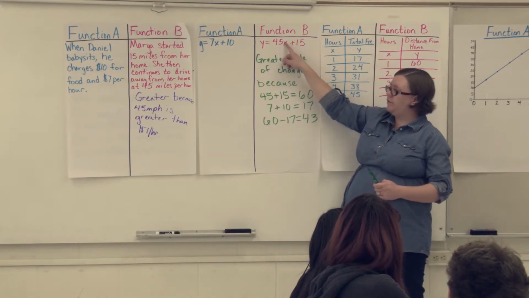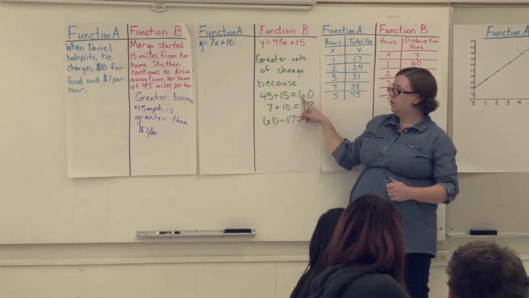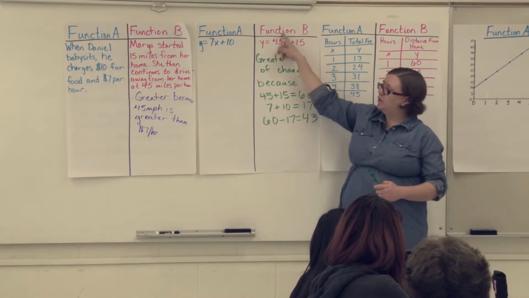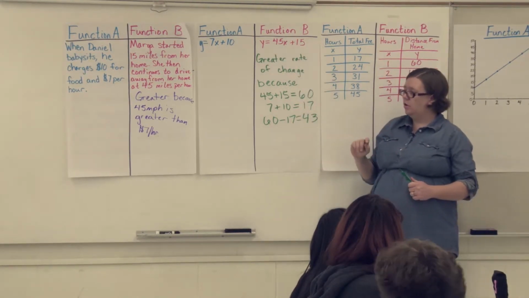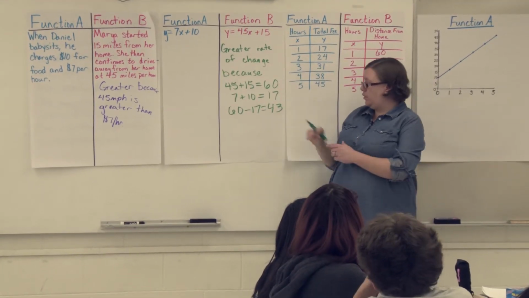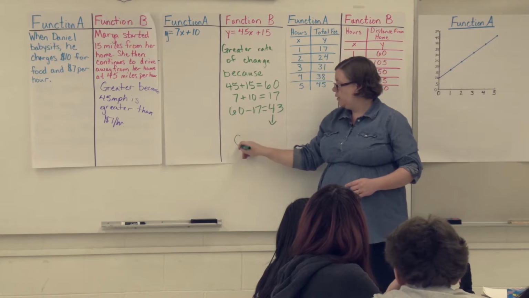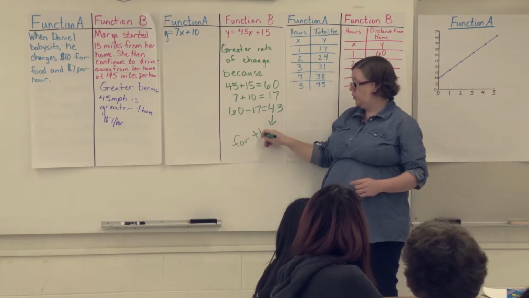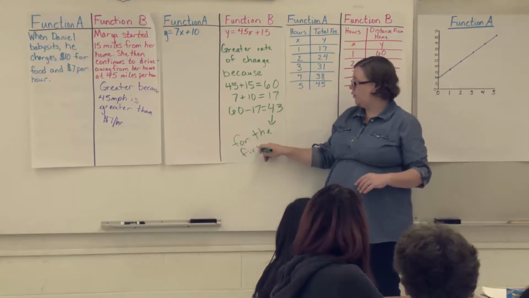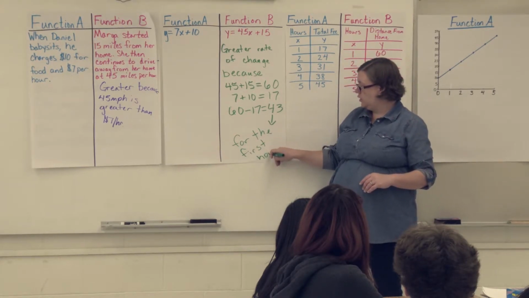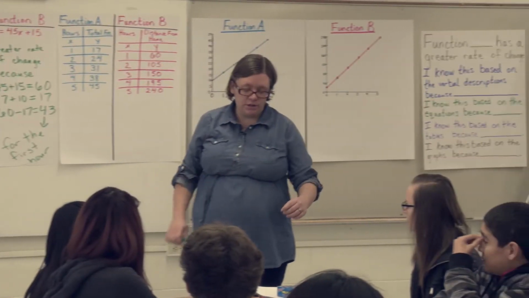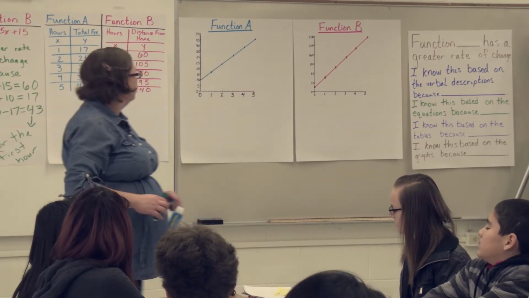So if I did 45 times 5, I'd get 60? When would I get 60 for this equation? On the first hour. So the first hour. So it has that 43 for the first hour. Yes? So just getting a little bit more precise with our vocabulary for the first hour. Thank you, Enrique. So far, it looks like function B's greater rate of change.